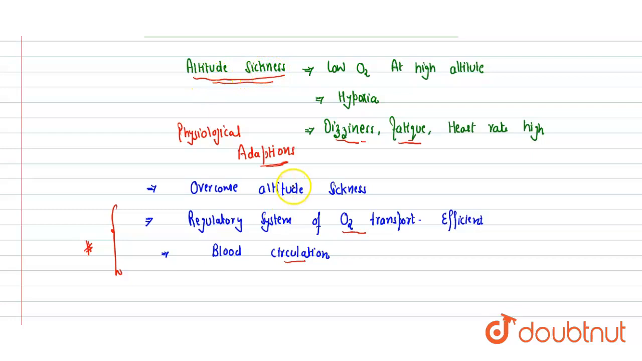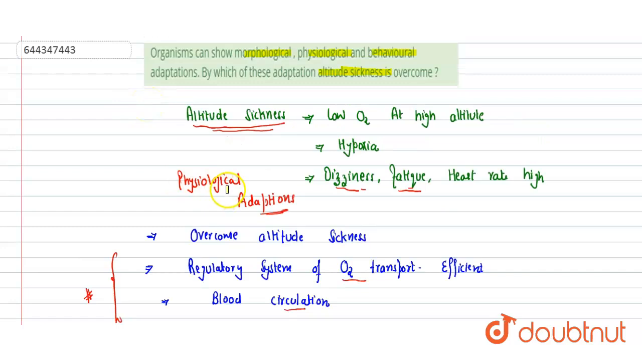Moreover, another adaptation a person can take is that they can breathe very fast. Breathing more means more intake of oxygen, in spite of having low oxygen in the atmosphere. So these responsive physiological adaptations are responsible for overcoming this sickness. So our answer should be physiological.